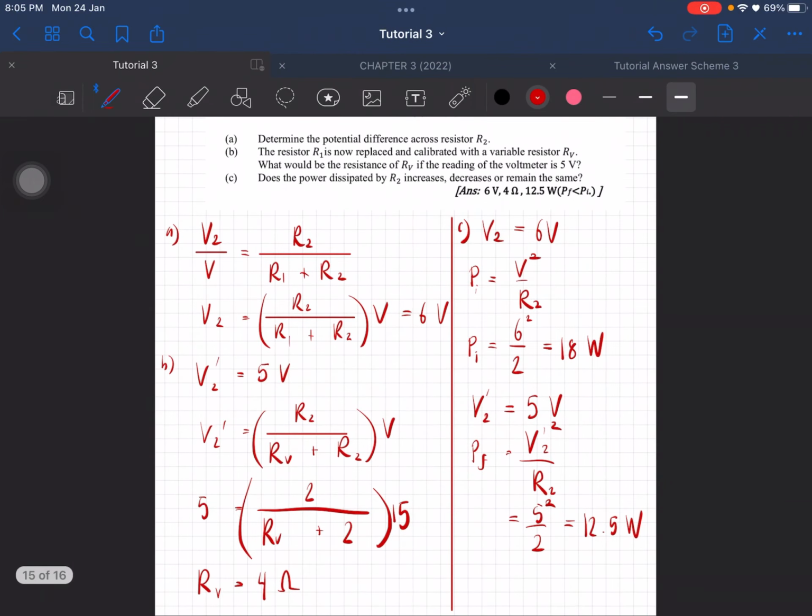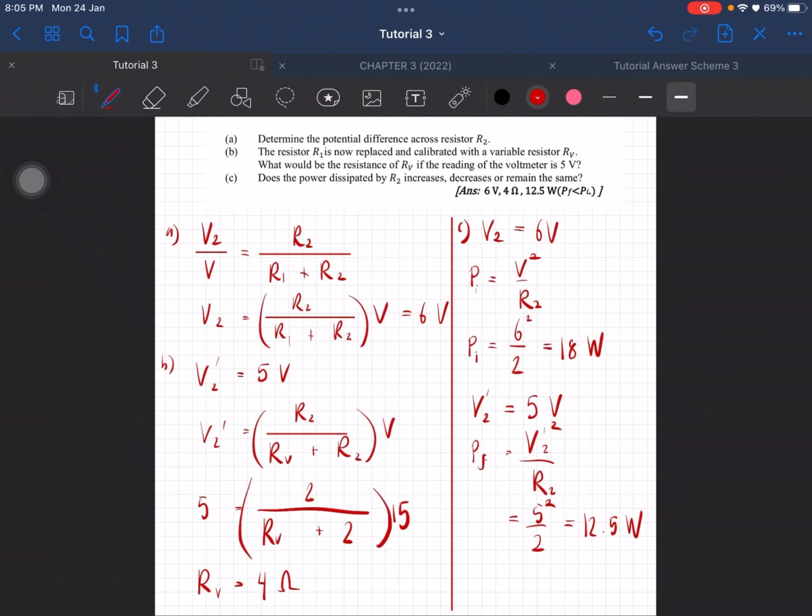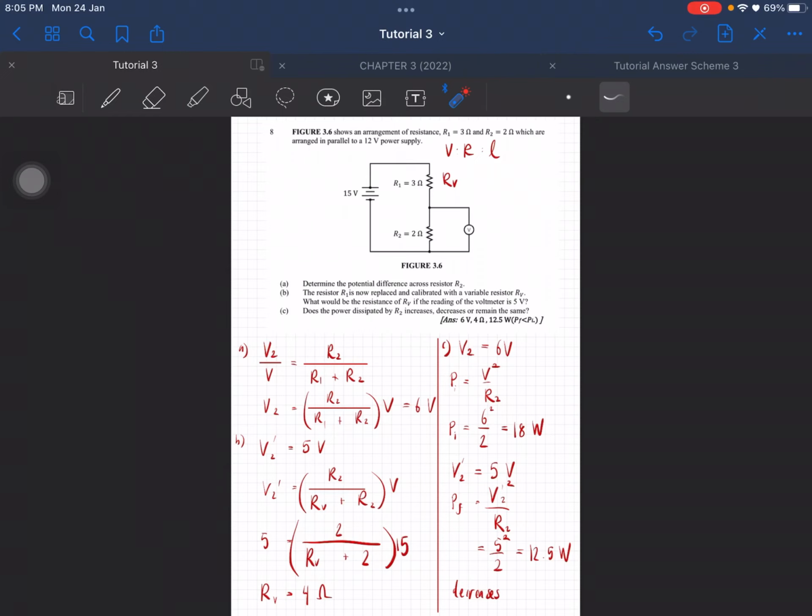If we see the value of the power during 6 volt, it is greater than the one when it is 5 volt. So the power dissipated by R2 decreases. The answer is decreases. The power decreases when the variable resistor is used. So that is the solution for question number 8.